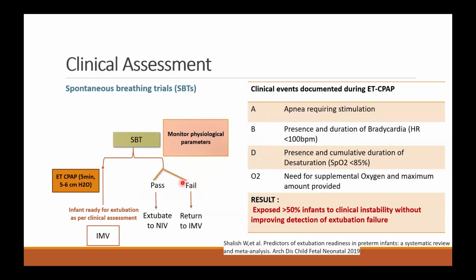But if the baby is not fulfilling all these criteria, then invasive mechanical ventilation is continued. In a systematic review and meta-analysis by Salish, William et al., 289 preterm infants were included, and what they found is the spontaneous breathing trial has high sensitivity, but specificity was very low. More than 50% of the infants exposed to this spontaneous breathing trial had clinical instability without improving detection of extubation failures.